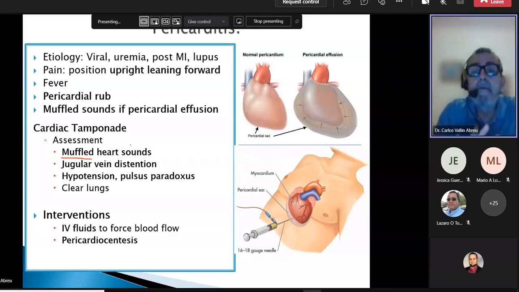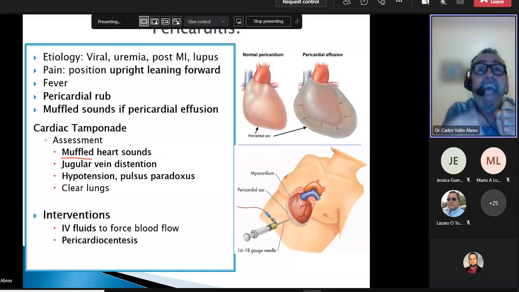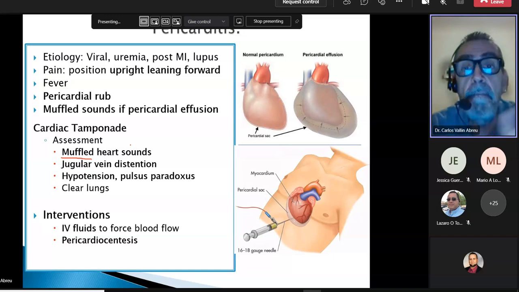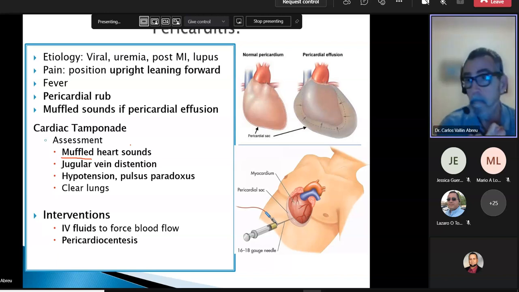But when the amount of liquid is so much that it is squeezing the heart, now I have a complication of a pericarditis with pericardial effusion. This complication is called cardiac tamponade. So you can have pericarditis, having pain, fever, and pericardial rub, and still you are not critical. You can have a pericarditis with muffled heart sound because you have a pericardial effusion, but it's discrete, it's not severe, and you are still not critical.